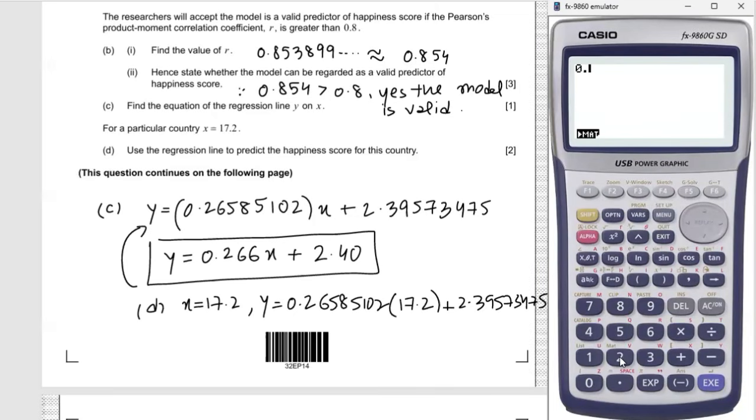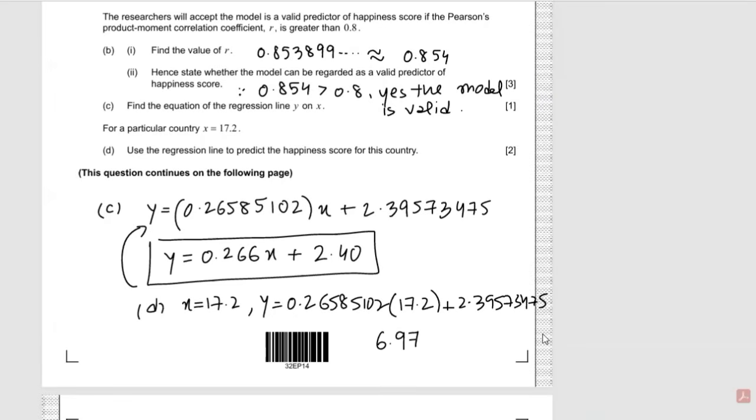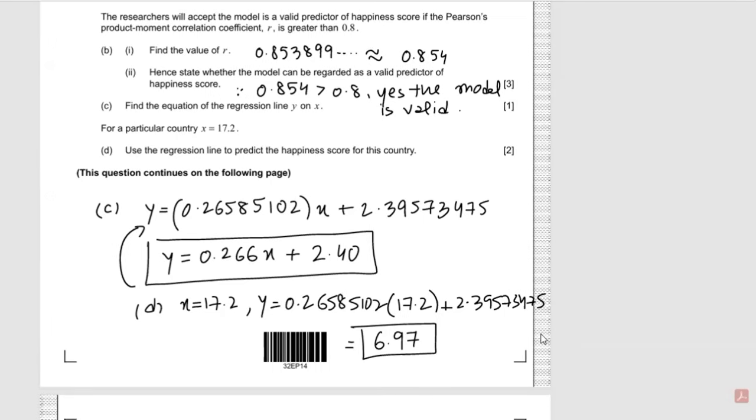0.265855102 times 17.2 and plus 2.39573475. Okay, let's go. It's 6.9683 something. So I'm going to give my answer 6.97 for part D. But you will obviously first write the unrounded answer and then round it, right?